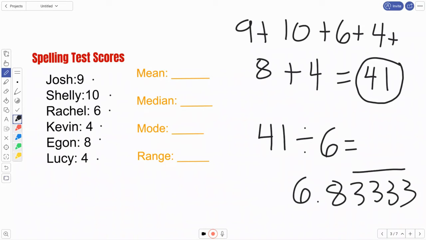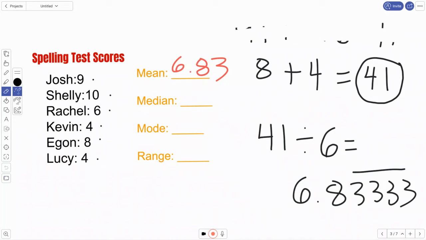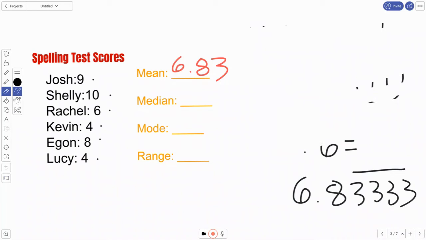I can put that symbol that means going on forever. Now, I don't have to write every single one of those in my answer. I just have to write a couple of them. So I know that it's 6.83. All right. Boom. I found my mean. I found my average. There's my first tool, my first thing I'm going to do.